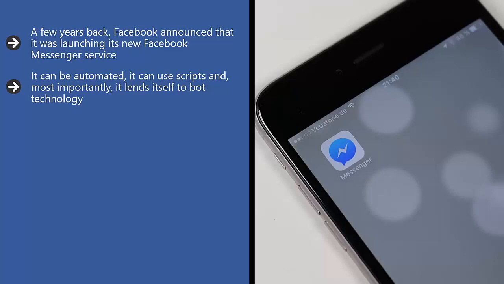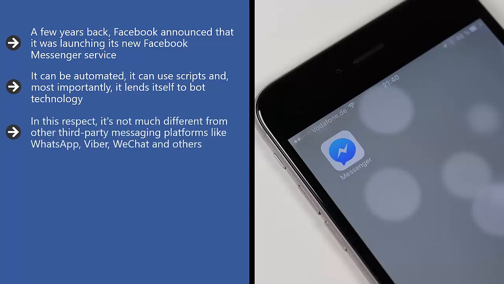Usually when people use Messenger, they would click on somebody's profile on their Messenger application and initiate a text, voice, or video chat with them. In this respect, it's not much different from other third-party messaging platforms like WhatsApp, Viber, WeChat, and others. What really distinguishes Facebook Messenger, let's face it, is the fact that it is attached to Facebook.